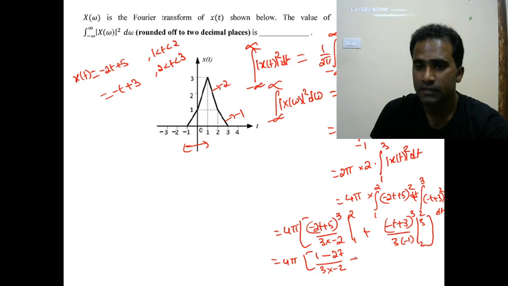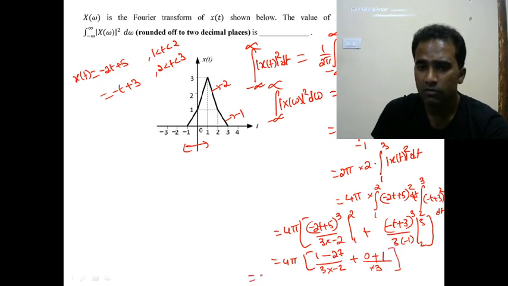Fine. So if you substitute minus 3, it becomes 0. In the denominator it is minus 3. If you substitute 3 here, minus 3 plus 3 is 0. 0 minus. If you substitute 2, it is minus 2 plus 3 is 1. 1 whole cube is 1. So minus minus cancel.